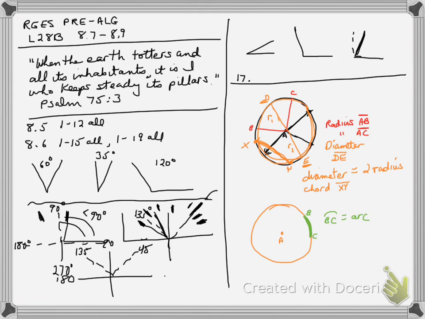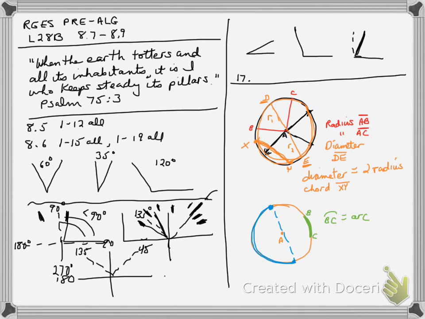A semicircle, let's get another color here. Let's say my diameter goes straight through there. A semicircle would represent this arc, the arc that hits the diameter on both sides.